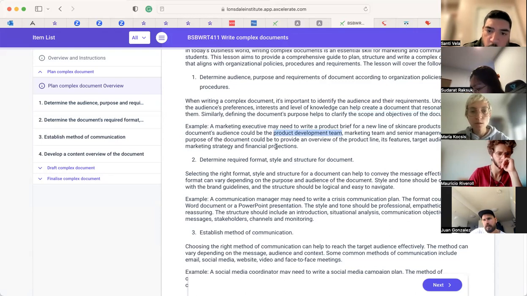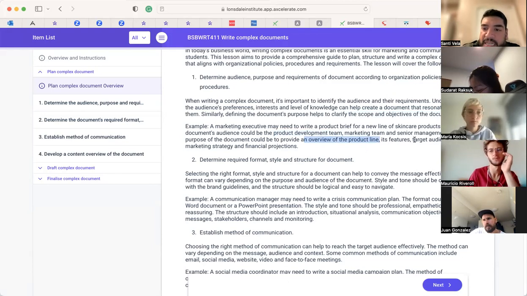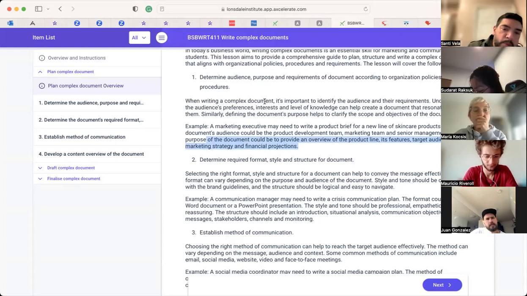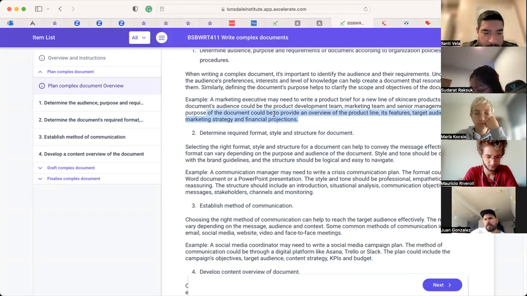The purpose of the document could be to provide an overview of the product line, its features and benefits, which is what Sudarat was saying. What is the target audience of that product? What is the marketing strategy and the financial projection? So this is a good example of what is the audience, what is the purpose and the requirements. All right, point number 2.